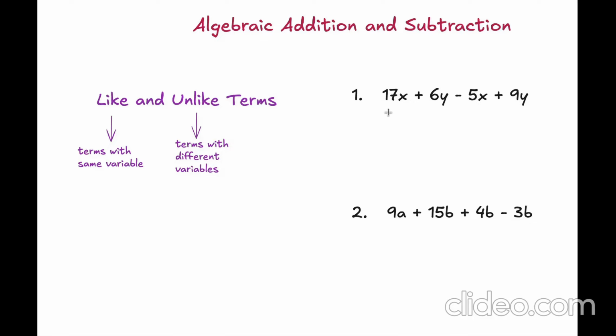Okay, let's say we have this question here, and you need to add and subtract. 17x plus 6y minus 5x plus 9y. So remember, we need to have like terms to add or subtract. Unlike terms, we can't solve them. So let's group the like terms together. We'll group the x's together first, then the y's. So x is 17x and 5x. So I'll write it together.